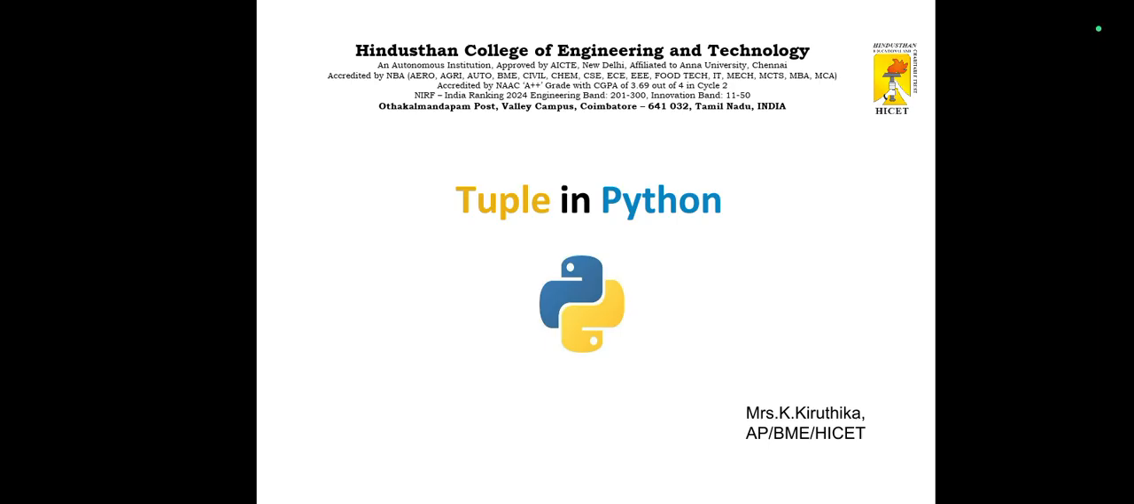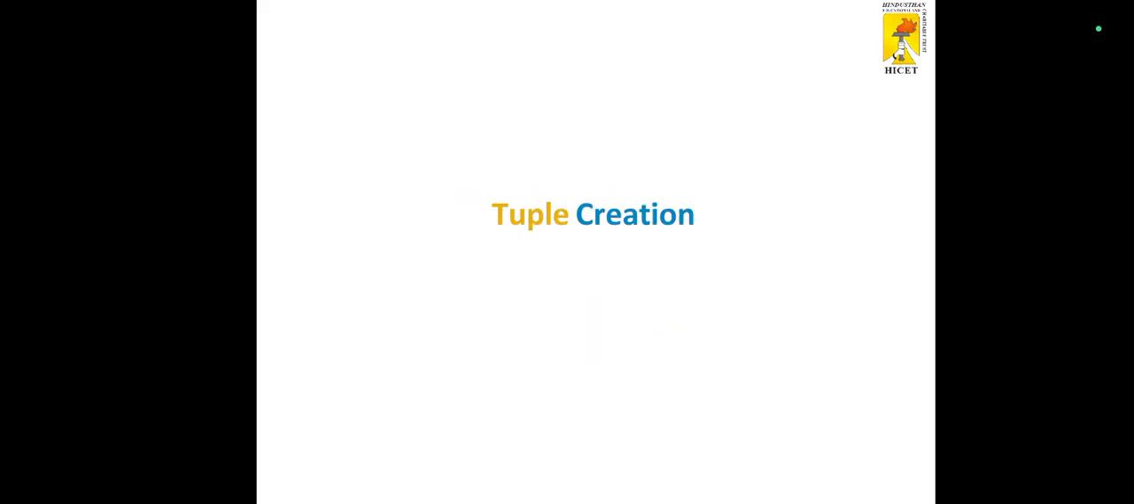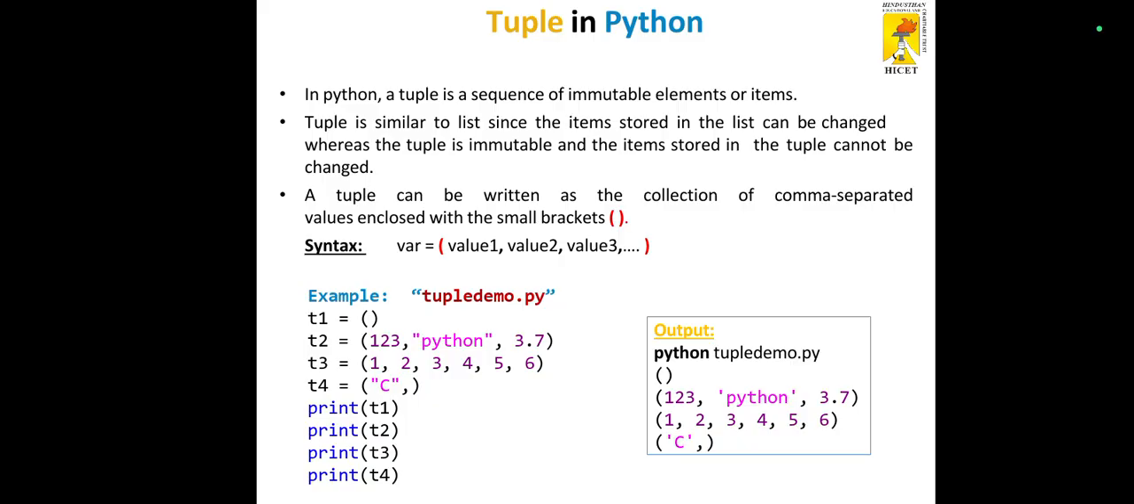In this video, we are going to discuss tuples in Python. First, we have to discuss how to create a tuple. In Python, a tuple is a sequence of immutable elements or items. A list has mutable elements; a tuple has immutable elements. A tuple is similar to a list, but the items stored in a list can be changed, whereas the tuple is immutable and the items stored in a tuple cannot be changed.